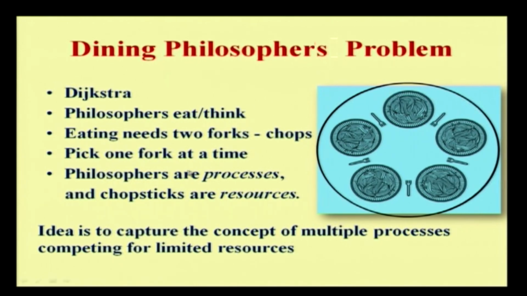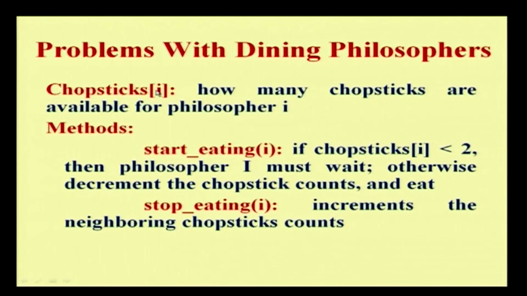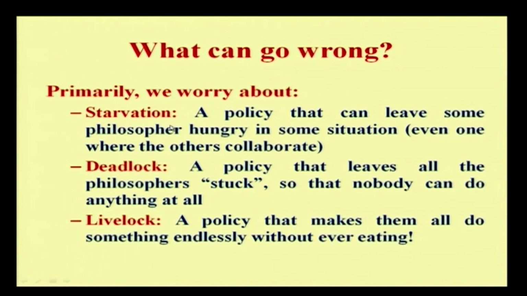Let us consider these philosophers to be the processes. The chopsticks are the resources available. So the idea of this problem is to capture the concept of multiple processes competing for limited resources. Now, what are the problems with respect to the dining philosopher? Either they need to start eating or they have to stop eating. Now, what do we worry about? What may happen? We may end up in three different situations. Either the philosophers may starve, or the philosophers may end in a deadlock, or the philosophers may end in a livelock.